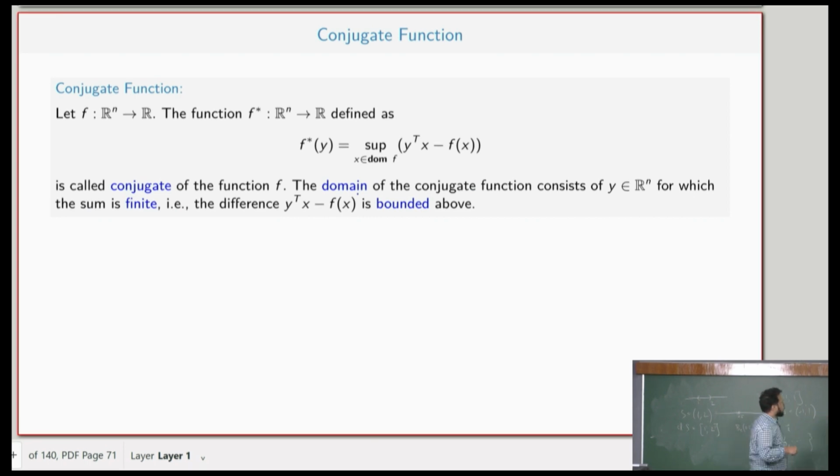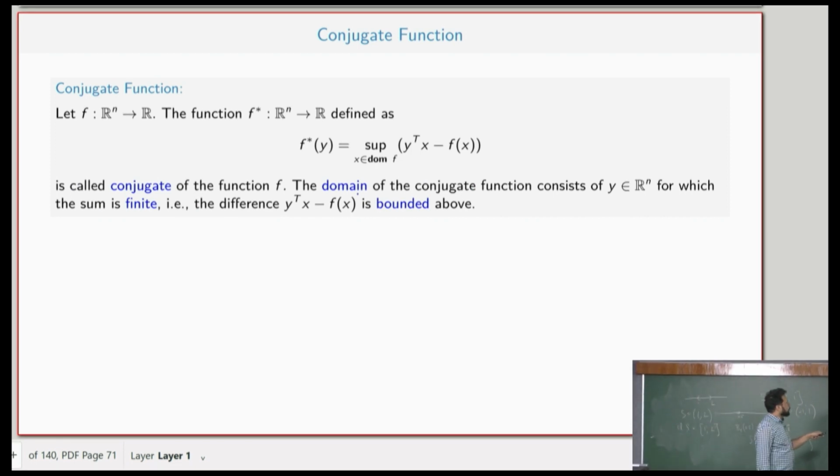But from our point of view, it's okay for us to calculate. So how do we compute the conjugate? That's the main thing. We know that it's defined like this. Basically, we have to take the supremum of this quantity, y transpose x minus f(x), and we have to maximize this over x. So the domain of the conjugate function consists of y for which this supremum is finite. That is, the difference is bounded above. In fact, that is exactly what we need.